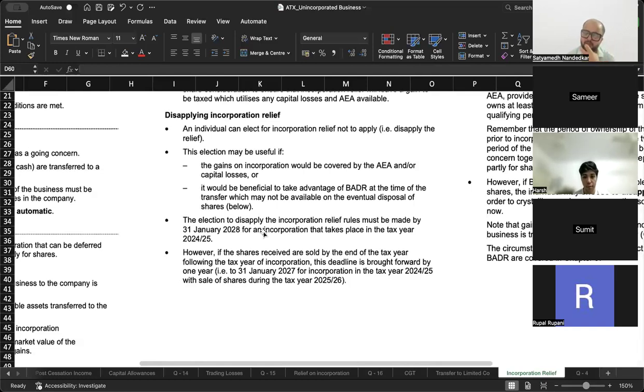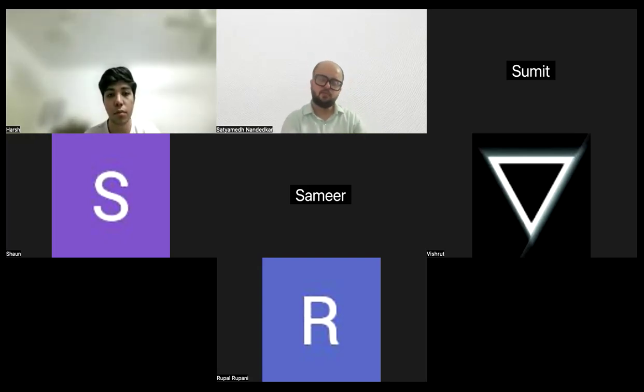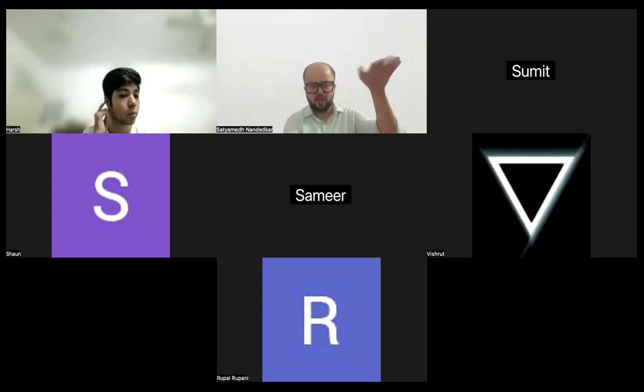And the date for disapplication of the incorporation relief is 31st of January 2028 for an incorporation that takes place in the tax year 24-25. Interaction with BADR: incorporation relief is given before considering BADR. If the transaction is wholly for shares, there will be no gain and therefore BADR is not considered. Most other reliefs are applied before considering BADR. Why? Because most of the other reliefs either defer the gain, exempt the gain, or lead to a reduction in the gain value. BADR and incorporation relief are the only two reliefs which reduce the rate of tax.